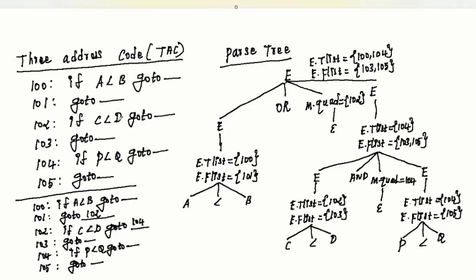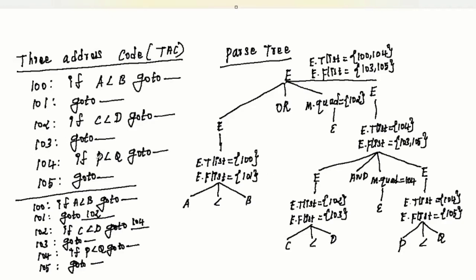Now using the intermediate code or three address code, we will write the true list and false list. In this code, assume if A less than B is true, then the line number is 100. Here you write E dot true list equal to 100 and false list 101. Next condition, if C less than D, assume when the condition is true, write the true list number 102. Next, false list 103.